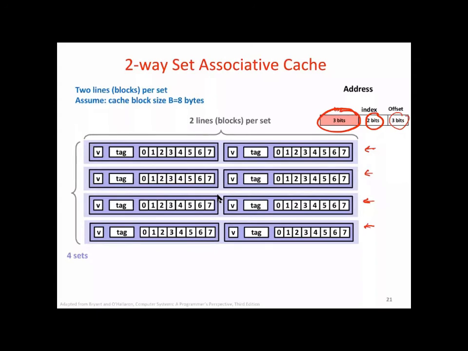Okay, so let's look at the example. First we'll use this index to find out the set. Then we'll compare tags. Each tag we'll compare. For example, if this set is selected, this tag and this tag are taken, to be compared with this tag.